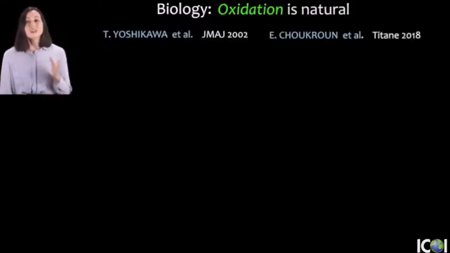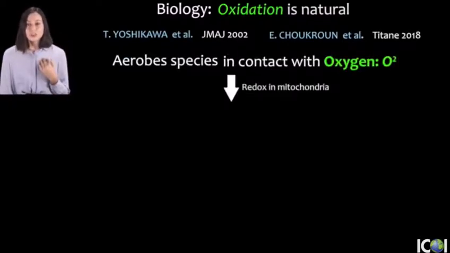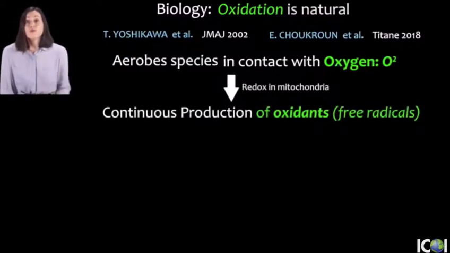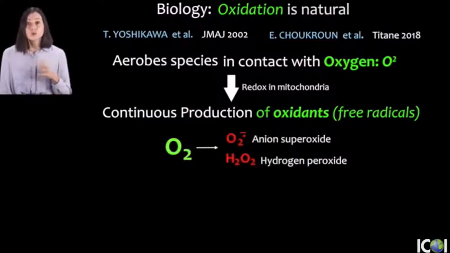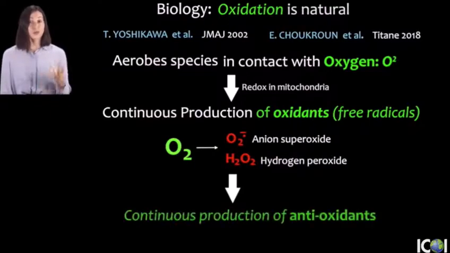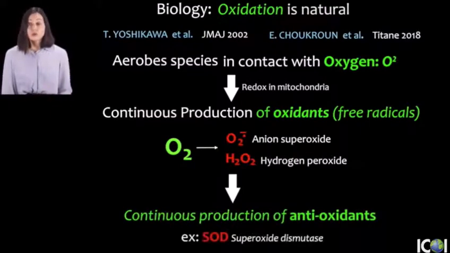But oxidation is natural, it's physiological. As aerobe species, we breathe and produce oxidant. We also name them free radicals. For example, the oxygen will lose an electron and become superoxide anion, a highly unstable and highly toxic anion. In response, our body produces antioxidant.